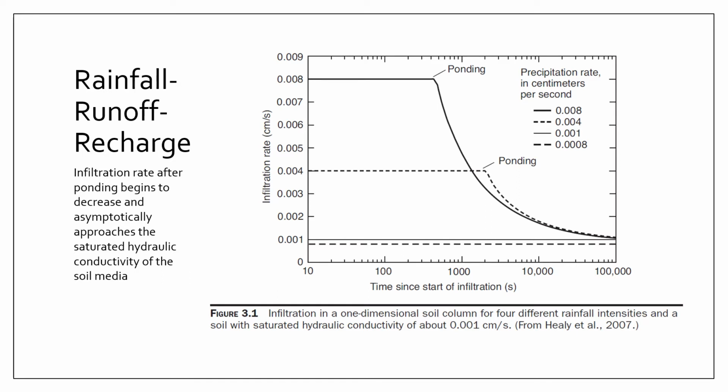Now let's talk about the first precipitation, which is the 0.008 centimeters per second. Right, as you can see here, we have a steady infiltration rate of 0.008 centimeters per second, which matches your precipitation rate. And it continues until time is equal to around 600 seconds.